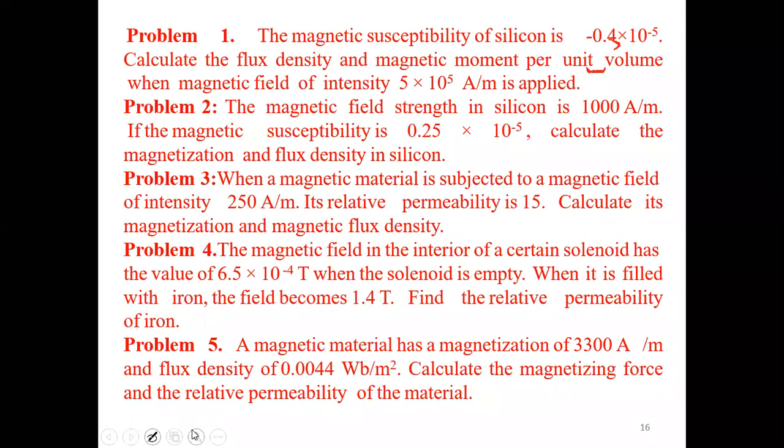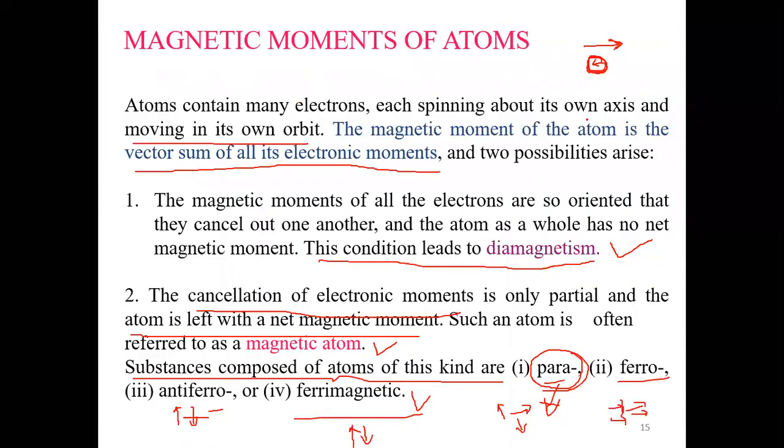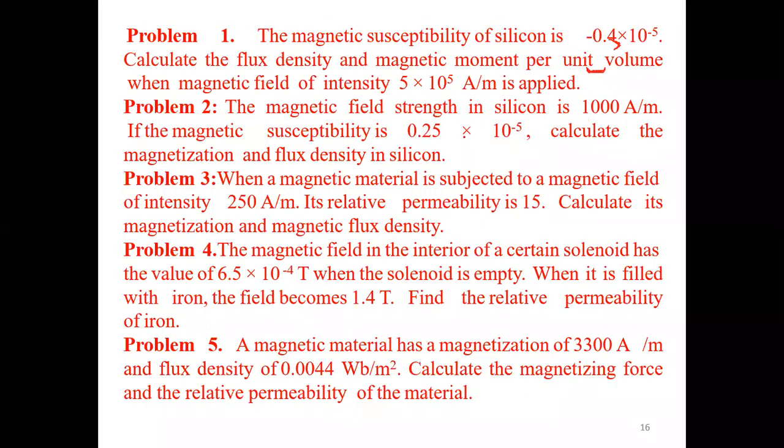Okay, so now we will solve some problems. Student, can you solve this problem? Problem number 1. Please try to solve these problems. The magnetic susceptibility of silicon is negative, minus 0.4 into 10 to the power minus 5. Calculate the flux density B and magnetic moment per unit volume, that means M.